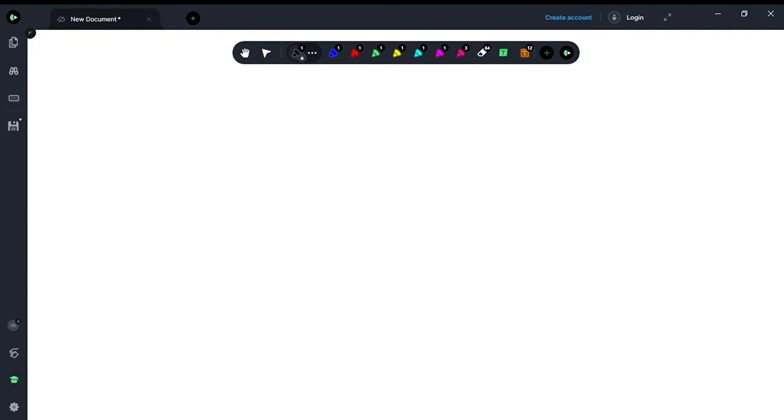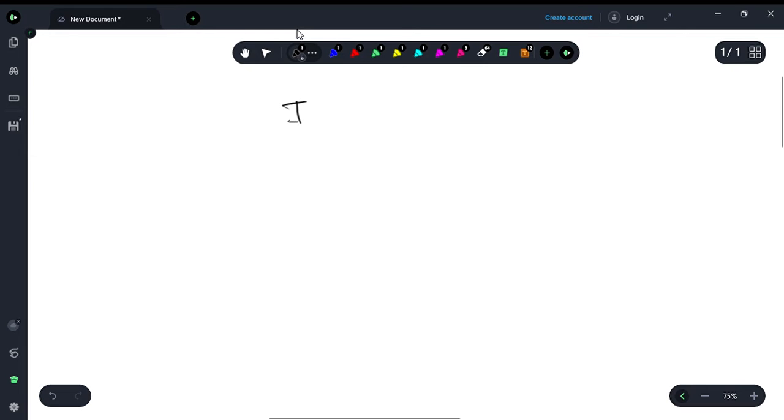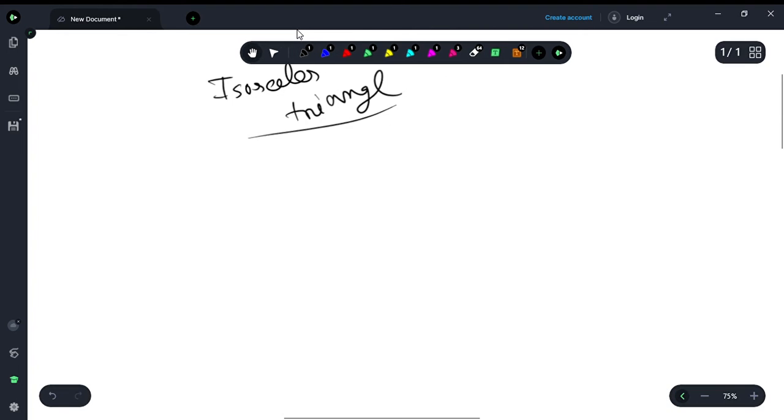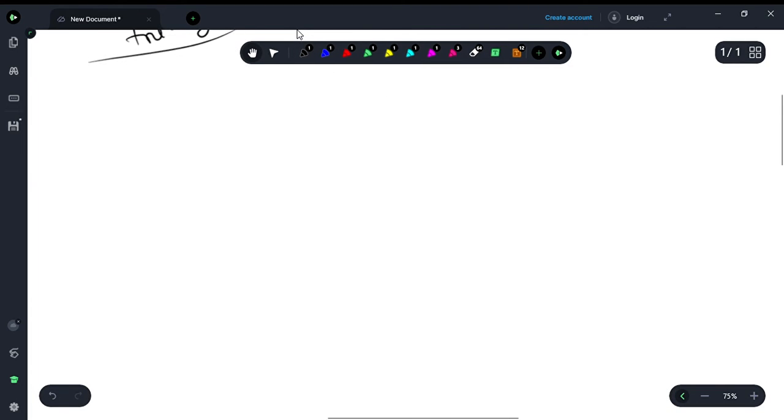Now we will find out the formula for the area of an isosceles triangle. So what's an isosceles triangle? What do you mean by isosceles triangle? An isosceles triangle is a triangle in which two sides are equal. So let's draw an isosceles triangle.